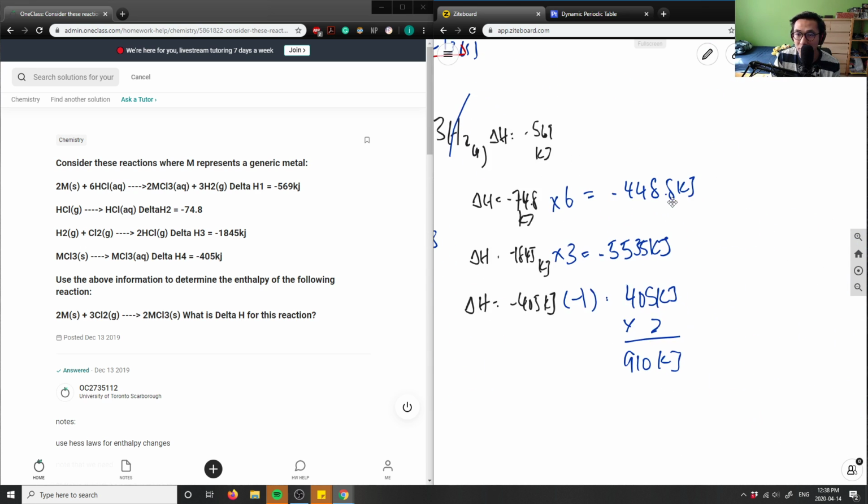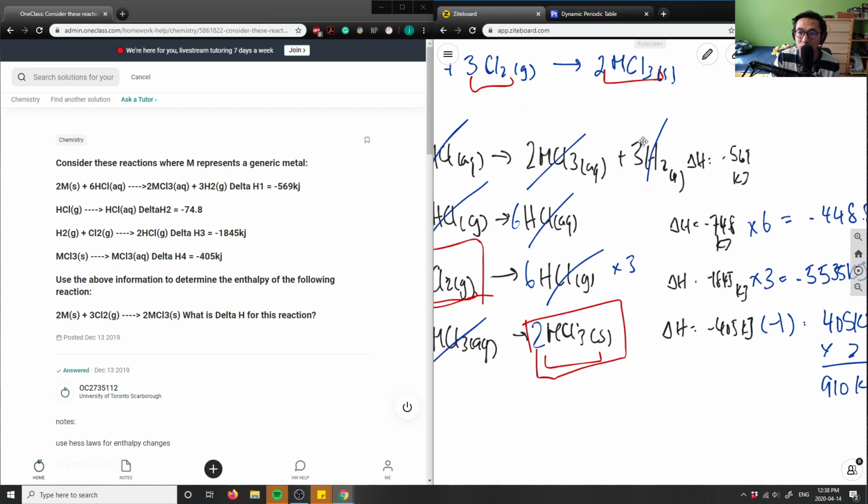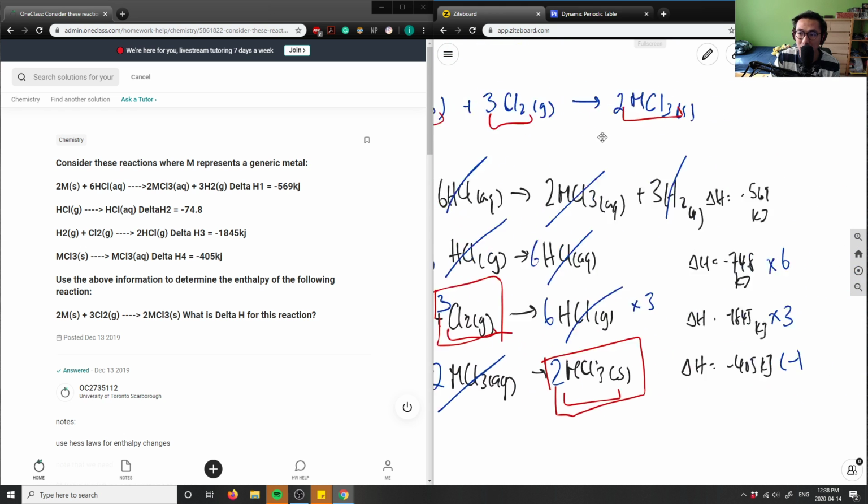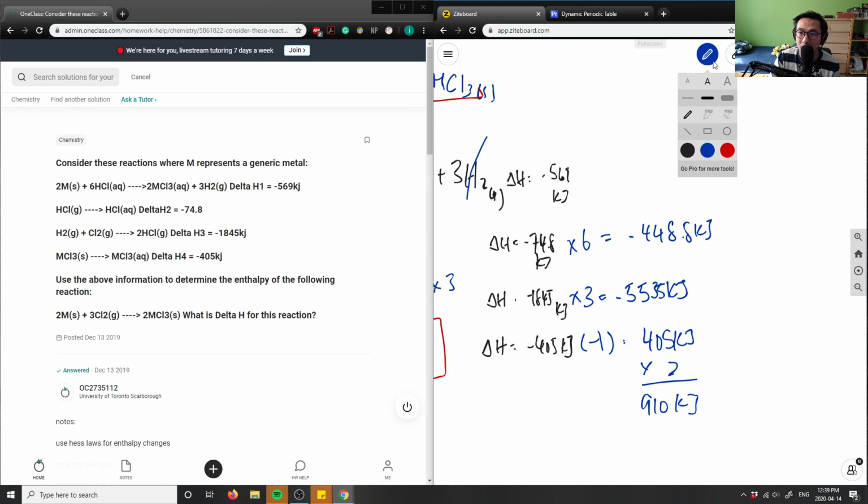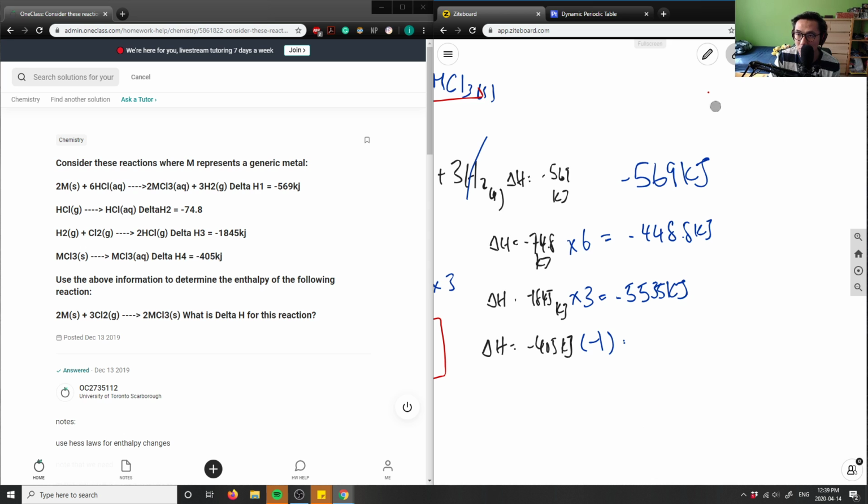And what I'm left with are all these changed enthalpies. For the first reaction, I didn't do anything to it, so this here is still negative 569 kilojoules. Now I have to add up all the enthalpies here. So again, I'm going to erase this. This is simply 910 kilojoules, and I multiplied this by 2 here.